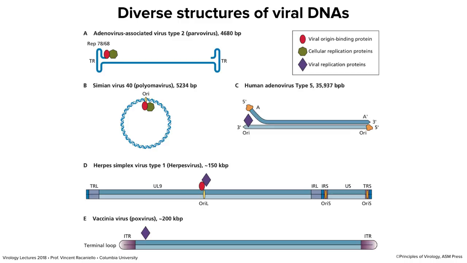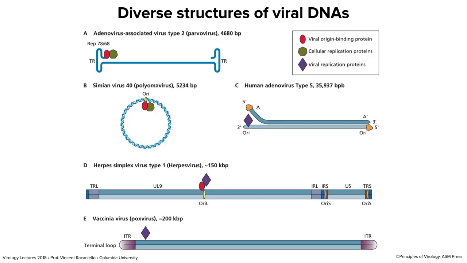SV40, there's the origin. Adenovirus, there's an origin at both ends. And for herpes, there are three origins. And for vaccinia virus, there's an origin which isn't shown here. This is an interesting molecule because it's not only double-stranded, but the ends are covalently linked. So if you melted this, it would just be a single-stranded circle.